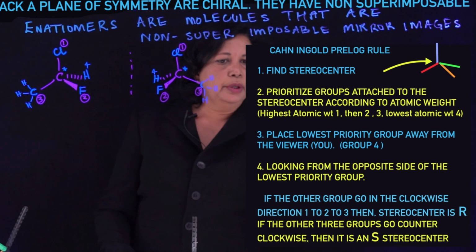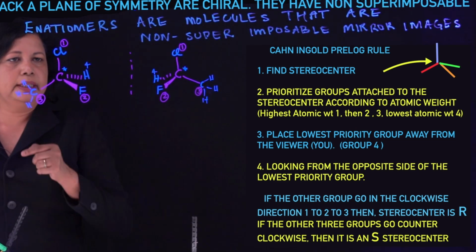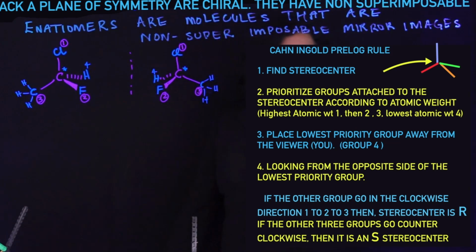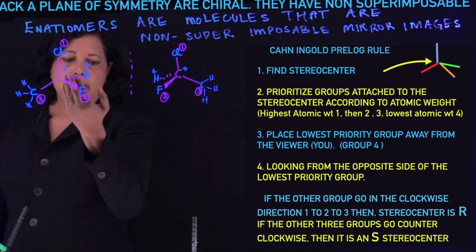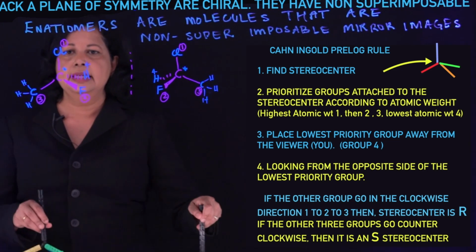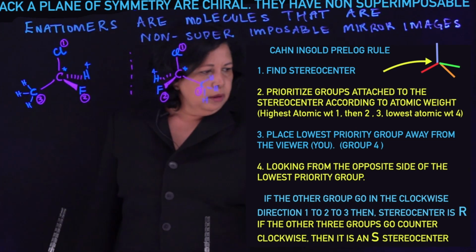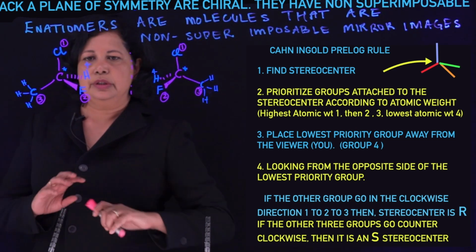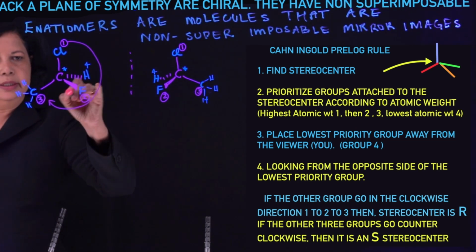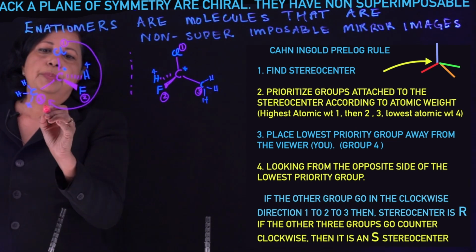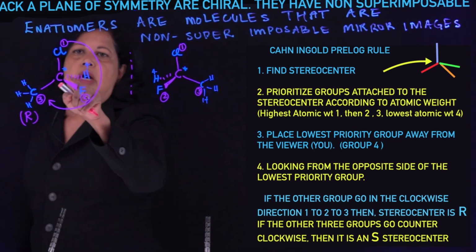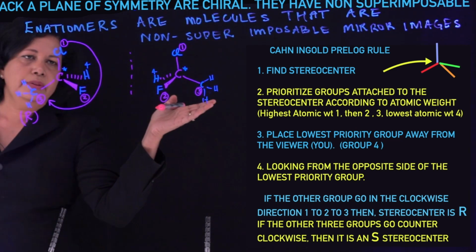Then put the lowest priority group away from you. Well, I've written it as a dash. That means it is going away from me, so I don't have to rotate this. And look from the opposite side of the lowest priority group. So I'm facing it and I'm looking at it from the opposite of the lowest priority group. Then if it's going clockwise, that's R. So here's your chlorine, fluorine, carbon, and whoa, you're making a right turn. This molecule would be labeled R. Then you can name it R-1-chloro-1-fluoroethane.